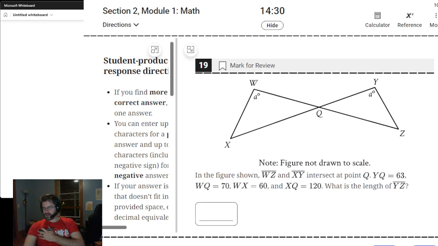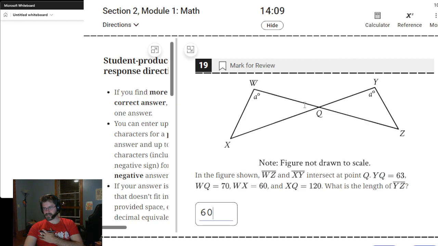Anyhow, YQ is 63. So that gives us a length. Oh, the angles don't matter really here. That's probably just giving us the idea that these things are going to be congruent triangles. They want to know the length of YZ. YZ is probably going to be congruent to WX. So that's 60.